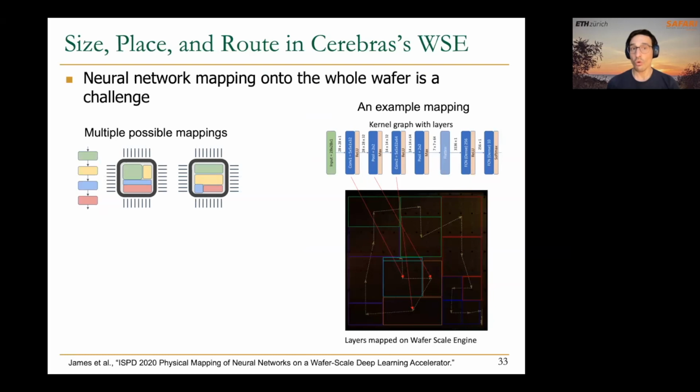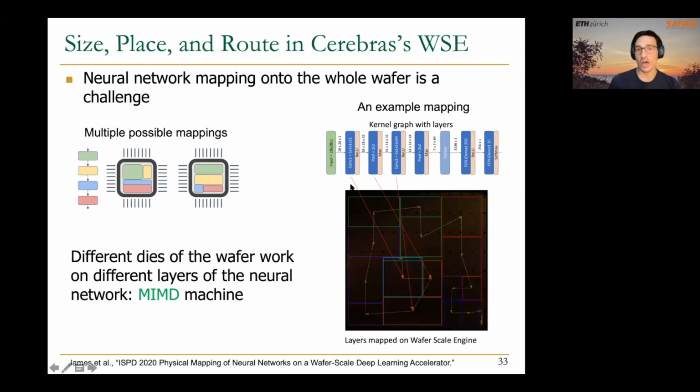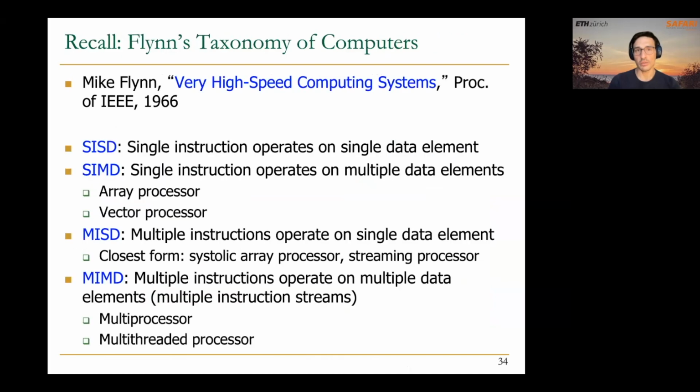Using this huge accelerator that can hold multiple layers of a neural network at the same time requires figuring out the optimum mapping of the network onto the wafer scale engine. Imagine here, this is the wafer scale engine, and it has been divided into different parts. Different tiles of the wafer scale engine are used to compute different layers of the network. So in the end, we are executing different layers of the network in a MIMD machine, because we have multiple instruction streams from different neural network layers operating on multiple data elements at the same time.